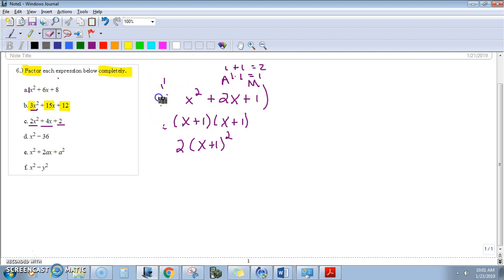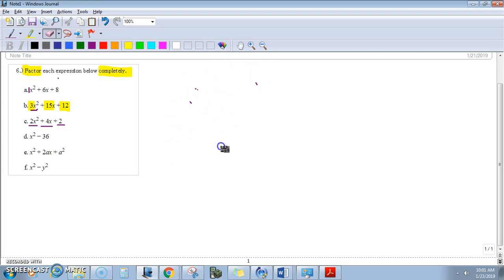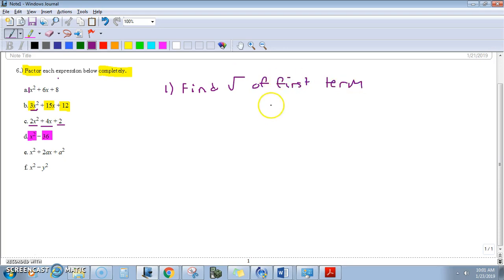All right, what's next? Oh, what's next is the difference of squares. That's the rule that says if we just have two terms, one term has an x squared, the other one is the constant, and we're subtracting them, then we can use the difference of squares. And so what that means is step 1, find the square root of the first term. Step 2, find the square root of the second term.